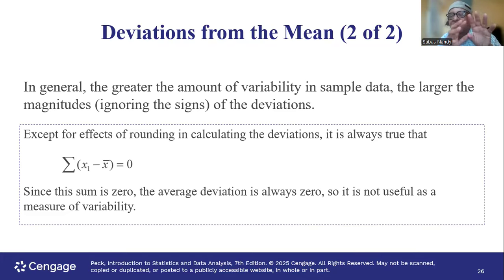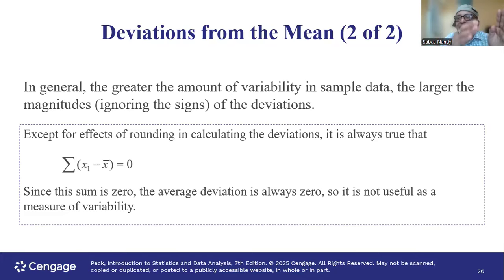Except for the effect of rounding in calculating the deviations, it is always true that if you take the sum of the deviations of all the numbers in a data set from the center, it will be zero. Why? Remember the definition of the center or the mean. It is the point which balances the fulcrum. We are putting weights on each number on the number scale, and at the mean, it is balanced. If you put a fulcrum at the mean, the left will not go down, the right will not go up. It is balanced.